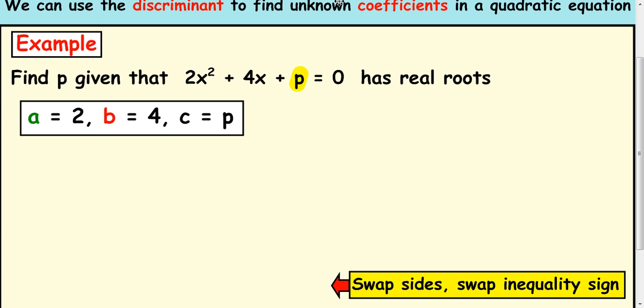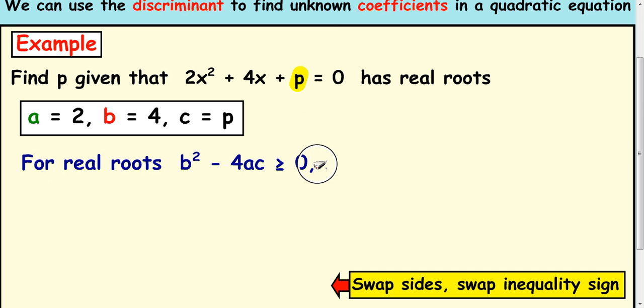Now for real roots, that means they exist, and b squared minus 4ac needs to be greater than or equal to 0. Because if it's equal to 0, the roots still exist, there's just one of them. And if it's greater than 0, there's two of them, so it's greater than or equal to 0.